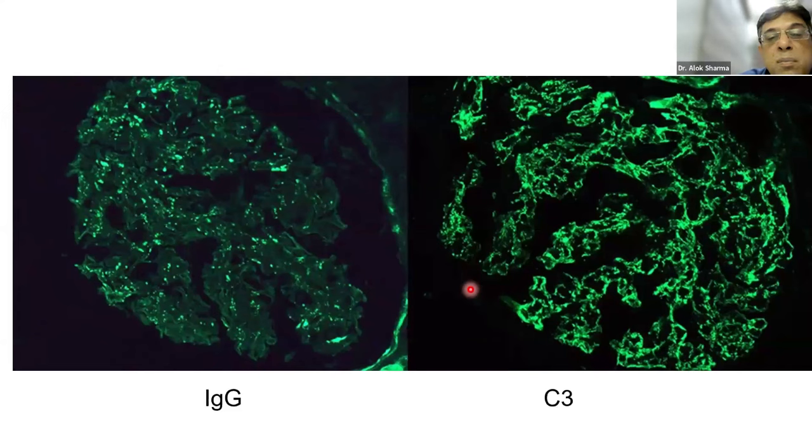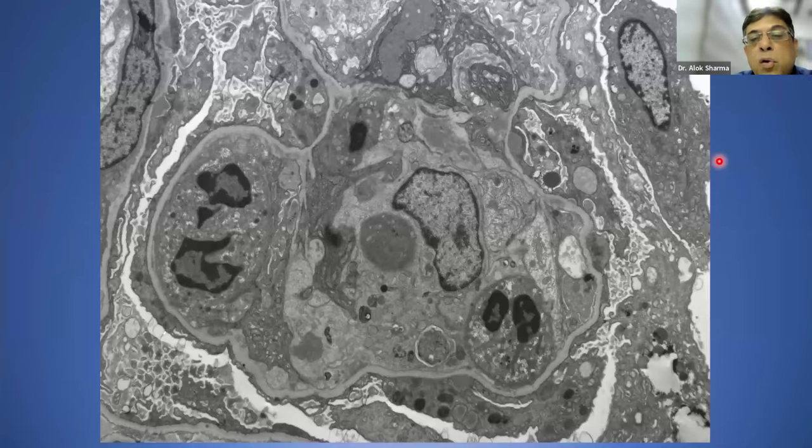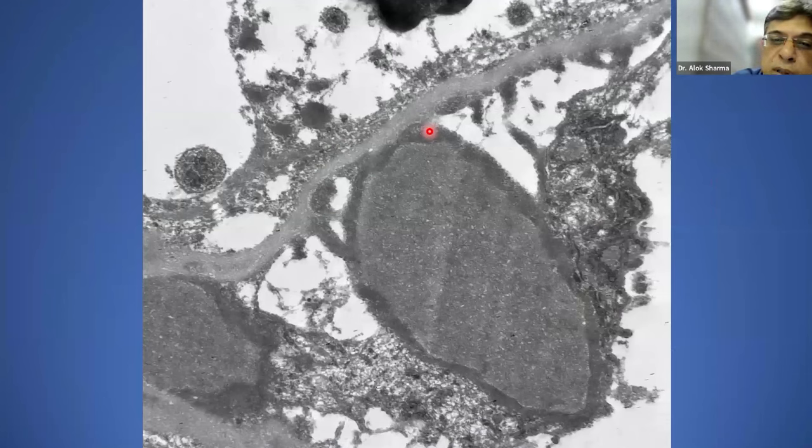And when you did an IF for this, there was a lot of C3 and significant but lesser amounts of IgG in a capillary wall and mesangial areas. All of it was there. And when we did an electron microscopy examination, you could see it was endocapillary. So the cells are occupying these spaces. And if you carefully look where I'm showing, these are deposits on the subepithelial and the mesangial aspects. And on higher power, you could actually see a large subepithelial deposit, which is looking like a hump, right?